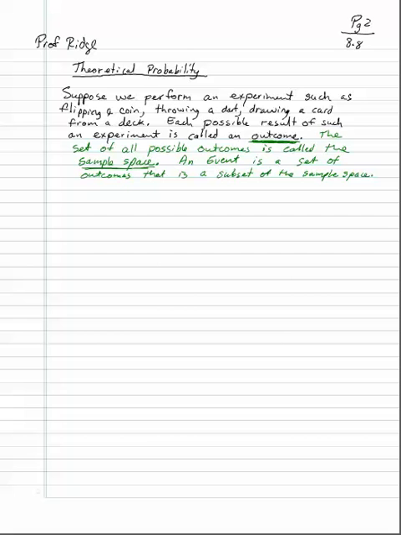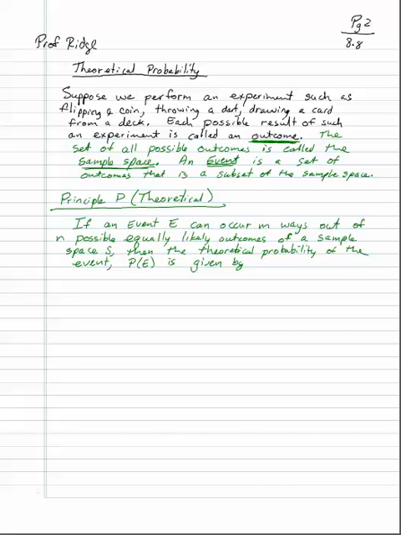Suppose we perform an experiment, such as flipping a coin, throwing a dart, or drawing a card from a deck. Each possible result of such an experiment is called an outcome. So an outcome is the result of doing an experiment, whatever the experiment is. The set of all possible outcomes is called the sample space. And an event is a set of outcomes that is a subset of the sample space. So again, the sample space is all the possible outcomes, and the event is just a subset of that.